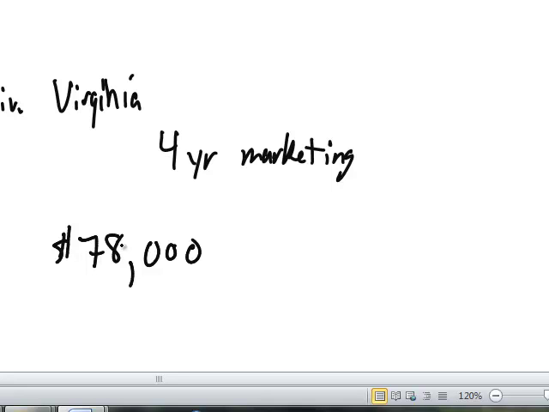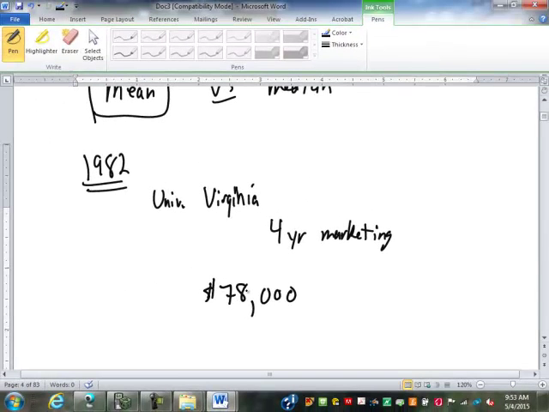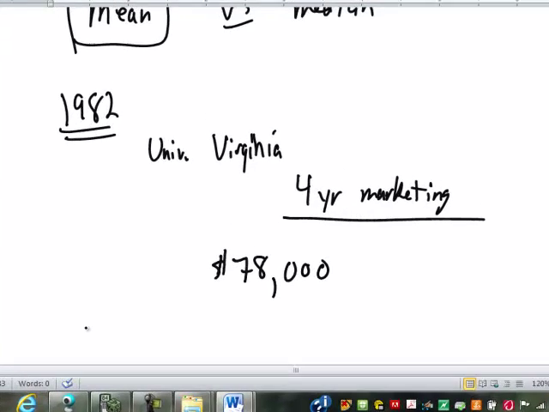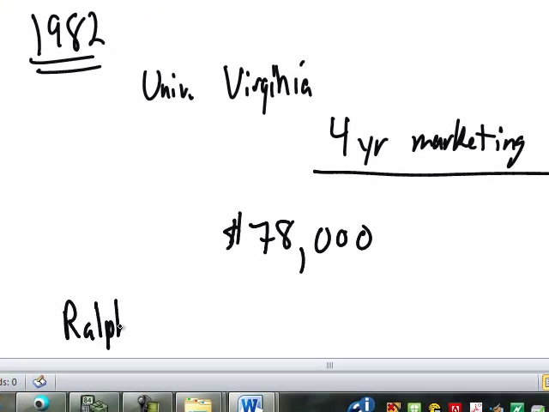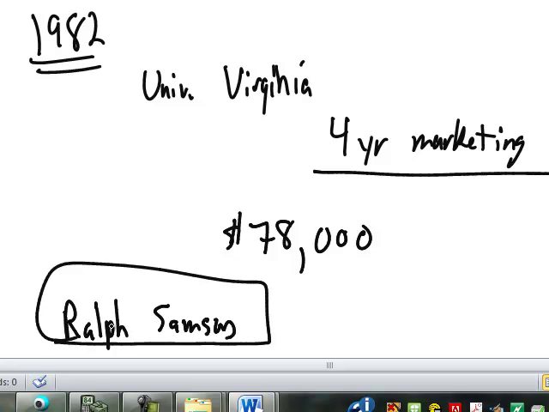But one thing that they did not disclose: that was the true number. That was real. But what they didn't disclose was that one of the people who graduated that year with a four-year bachelor's degree in marketing was a man by the name of Ralph Sampson. Now, Mr. Sampson was 7'2", and both his junior and senior year of college had been named the NCAA Basketball Player of the Year. Guess where he went after college? Played pro basketball. He was drafted number 1 by the Houston Rockets.